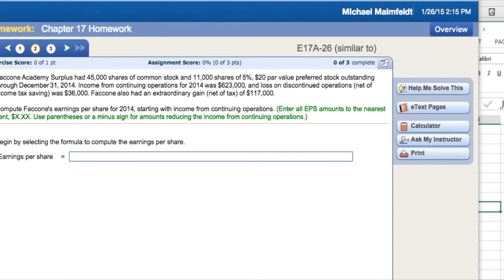This is a walkthrough of problem E17A26. I had a request from a student to walk through it and go over how to arrive at the answer that the My Accounting Lab gives you.